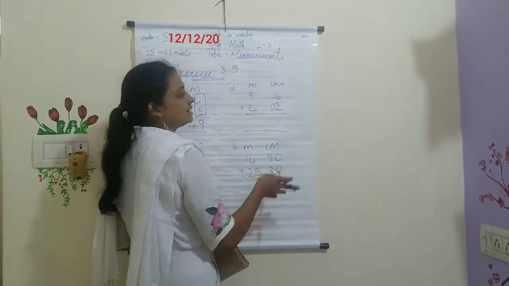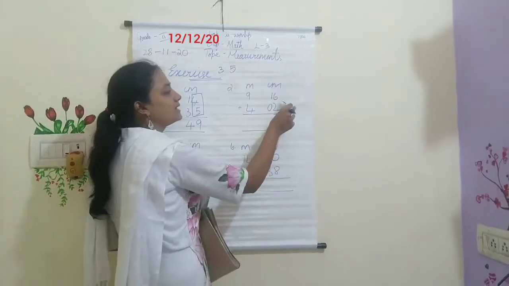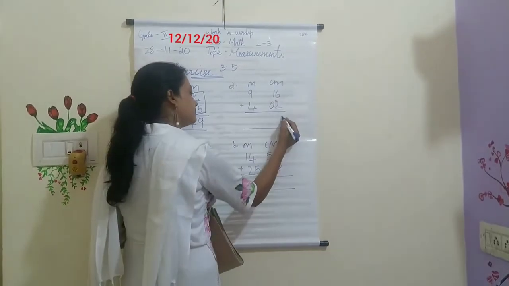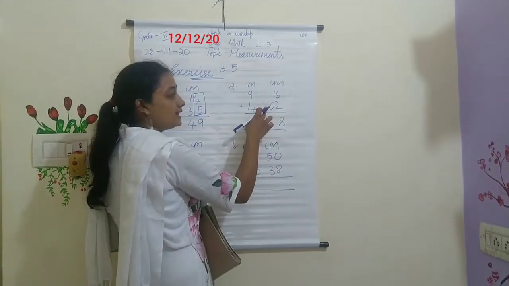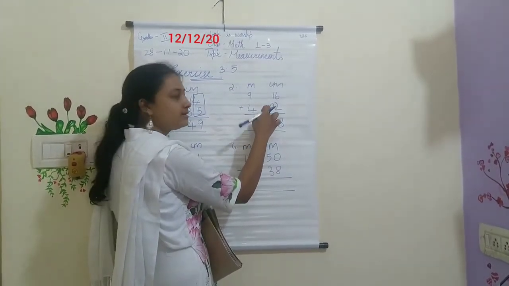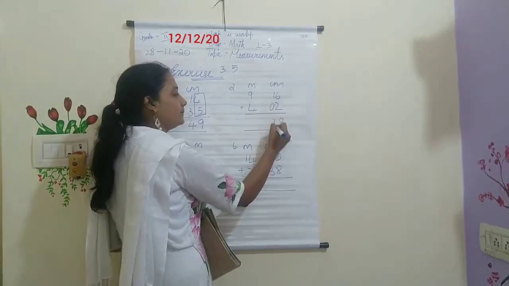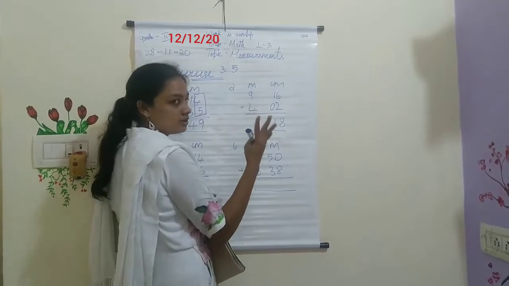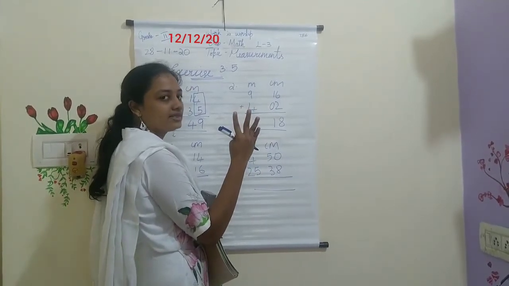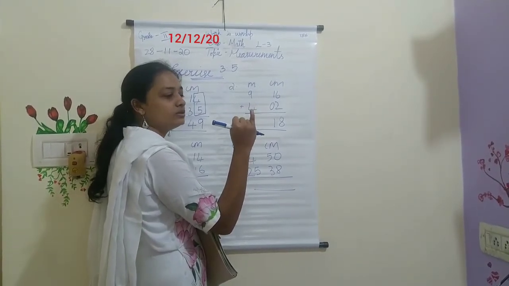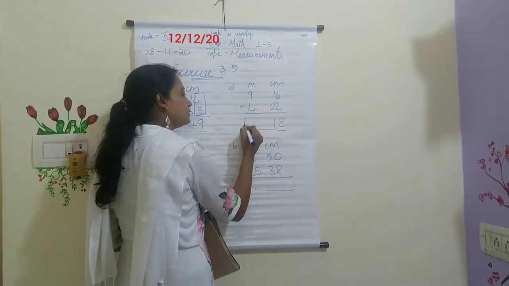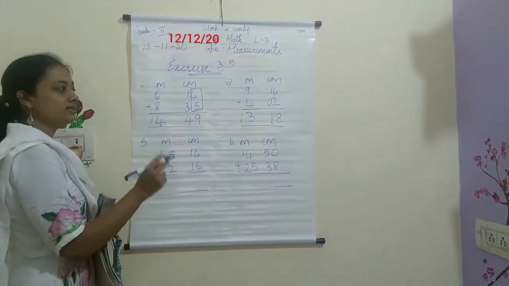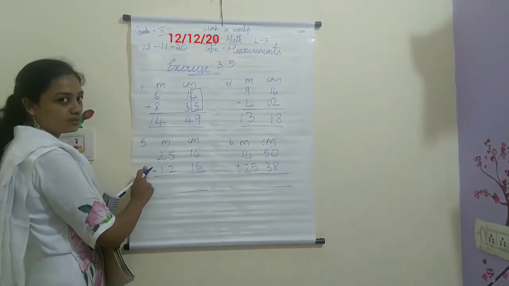Yes. Let's start adding. What is 6 plus 2? After 6, 7, 8. Anything added with 0 you get? Same number. 9 plus 4. 9 in your mind, 4 on your finger. After 9, 10, 11, 12, 13. So we added it.